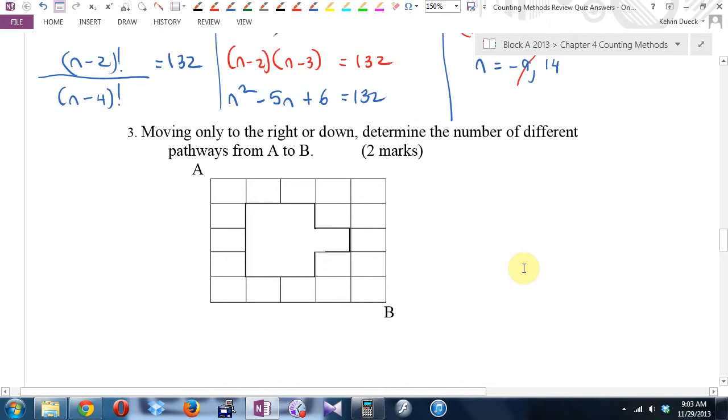Number 3, pathway problem. Can I use my multiply factorial method? Is this a regular pathway or an irregular pathway? Irregular, okay. So I can't rotate my paper 45 degrees or 90 degrees. You guys can, and you'd probably find it easier. I like to go straight down, but anyways, 1.